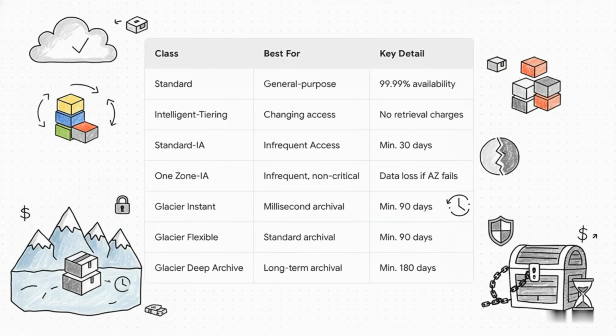Glacier Deep Archive is ridiculously cheap for storage, but it's meant for long-term archiving. We're talking data you need to keep for years for compliance reasons, and hope you never have to touch again, because getting it back can take hours. And then there's this really cool one, intelligent tiering, which is like having a robot butler for your data. It watches how you use your files and automatically moves them to the most cost-effective tier for you. No retrieval fees on that one, which is awesome. The whole point is to match your data's access pattern to the right class to save money.